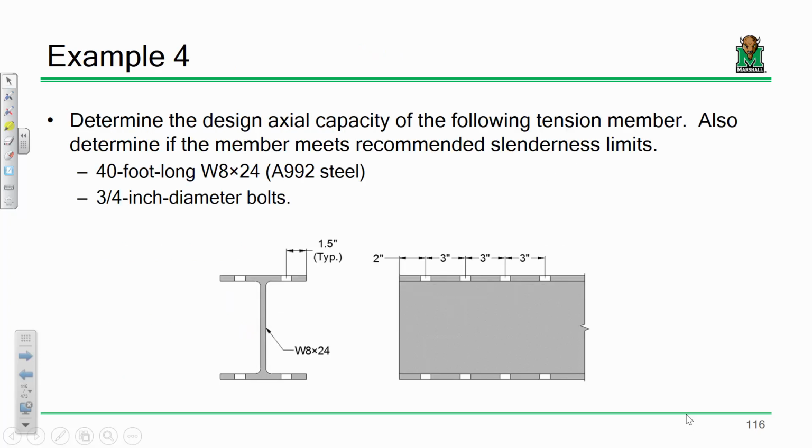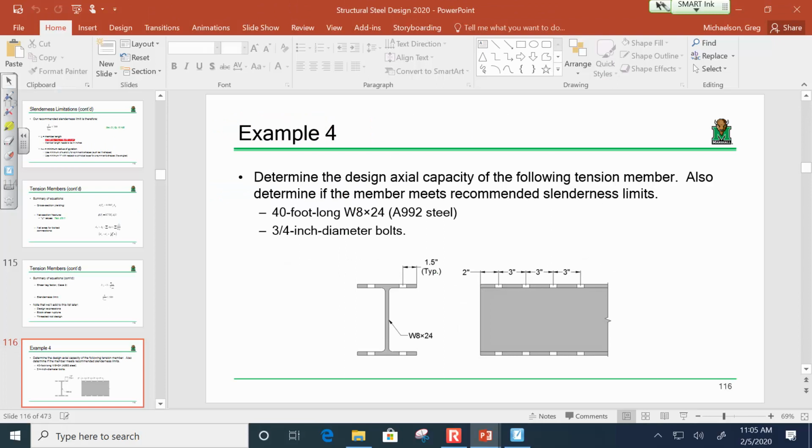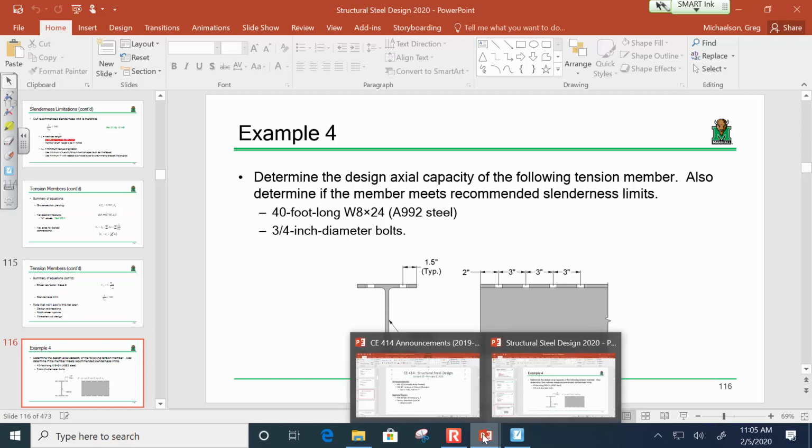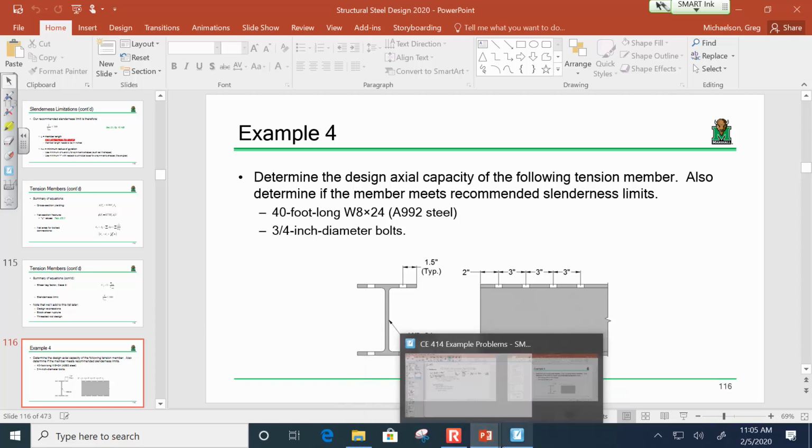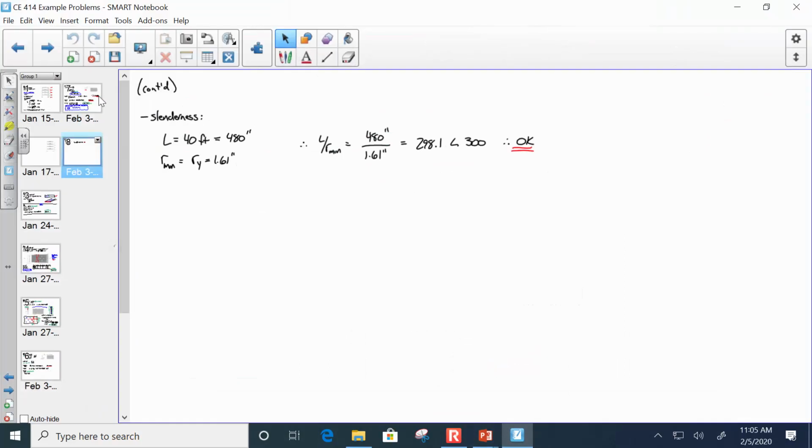Then we did this example, start to finish. This was a full-blown analysis example. Now, when I say full-blown, we didn't do block shear on this problem. We'll actually come back to this particular example later and look at block shear in example 6. But for now, we'll just sort of ignore that.